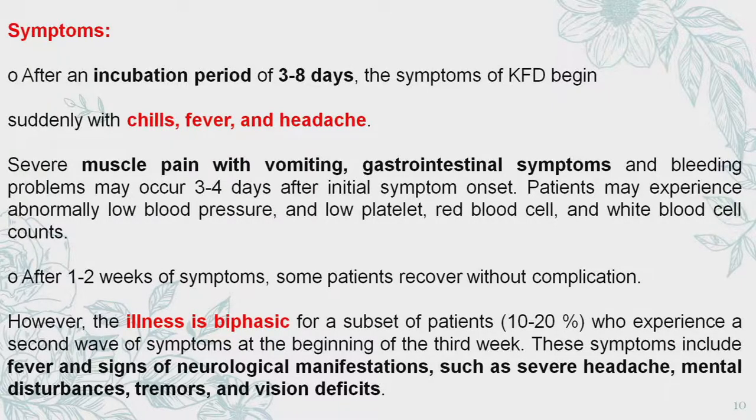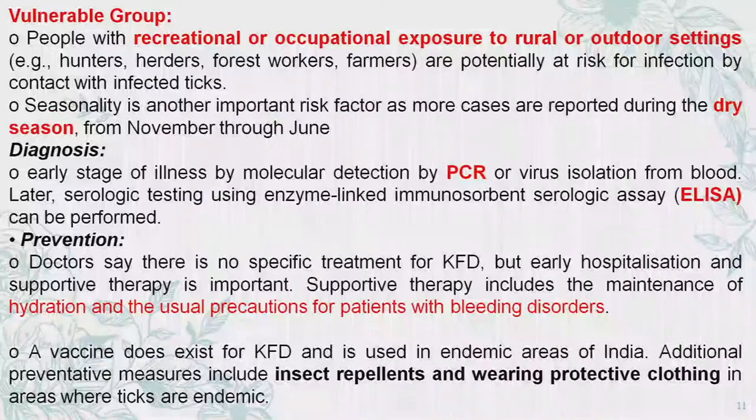That will continue. Again, some people generally they recover, but after few weeks they get the disease because the illness is considered as biphasic. In the second infection stage, they show the sign of neurological manifestations, tremors, vision deficit, etc. But these are the symptoms associated with Keisner monkey's disease.